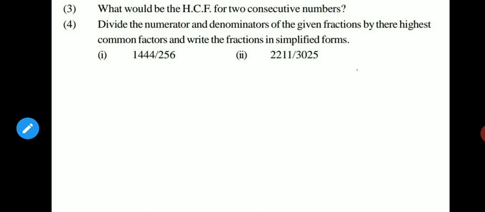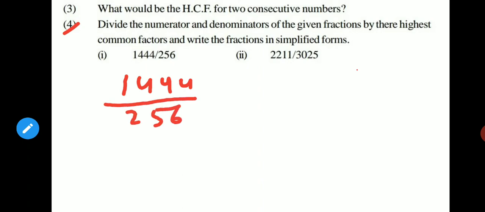Now come to the fourth question. What will happen in this fourth question? It is the factorization method. You can find the HCF of both and divide by it. So first of all, 144 divided by 256. How can we do this? First of all, you can divide it by 2.